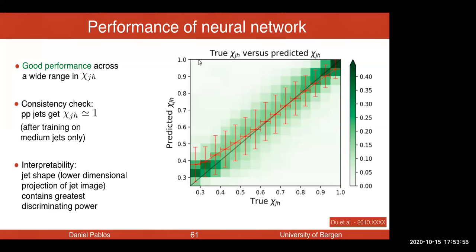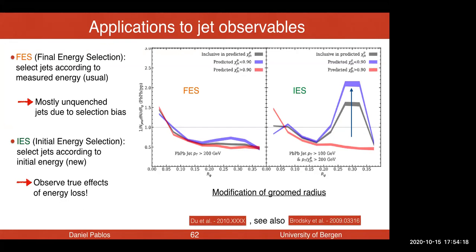And what we saw, we did a lot of analysis on the interpretability, and it is the jet shape, which is the transverse energy distribution with respect to the jet axis. It has a lot of information, a lot of discriminating power about how much energy was lost by the jet. Then we can use this to get rid of that selection bias we were talking about. Imagine that you have this final energy selection setup, which means that you select jets according to the energy you measure. That's the only way we can do it so far, right? You measure a jet. If it's greater than 200 GeV, you put it in your histogram. Otherwise, you don't.